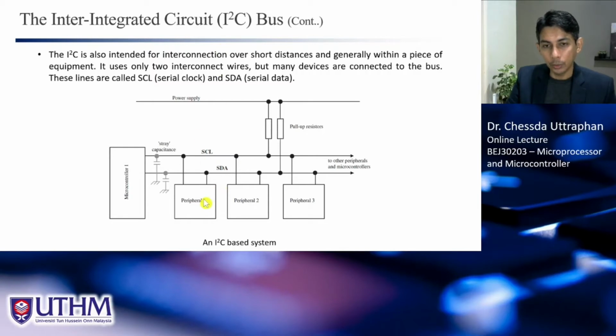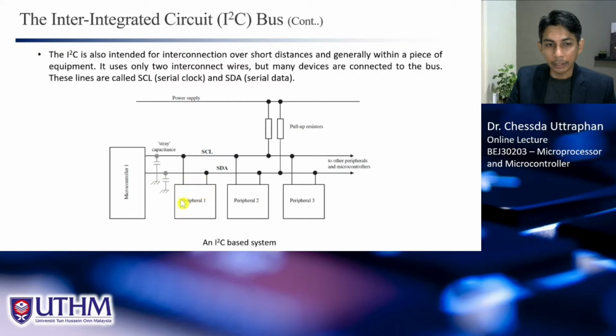So the idea is to have a unique address for each peripheral. For example, this peripheral, the address is address 1. This peripheral, the address is address 2. This peripheral is address 3, and so on. So to use the address, where is that address? How does the microcontroller or the peripheral know what the address is? That address needs to be embedded with the data that we send through the line.